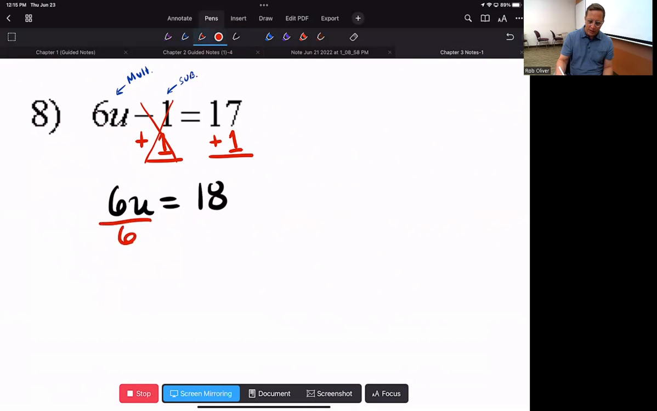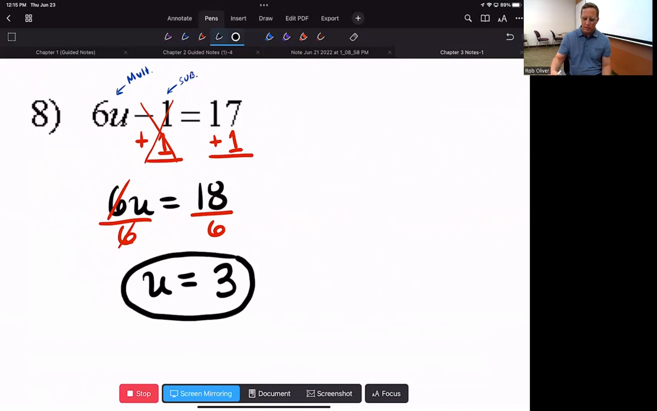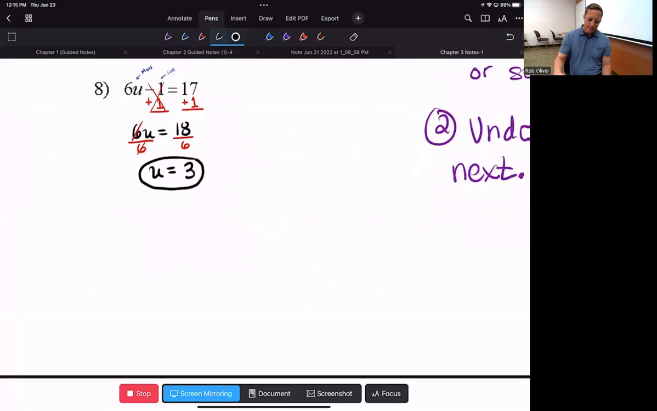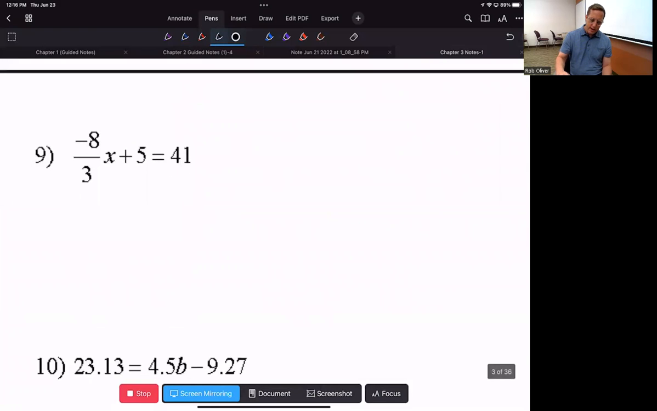So we're going to divide both sides by 6. The 6 cancels on the u side, and that becomes just u. On the 18 divided by 6 side, that becomes 3. 18 divided by 6 is 3. And there's what u is. u equals 3. Okay. All right. Number 9.